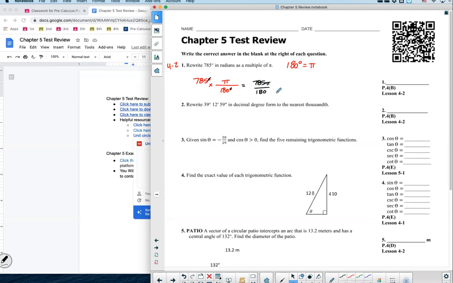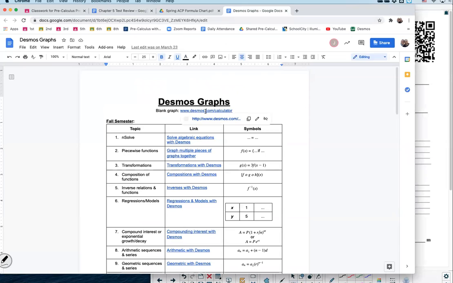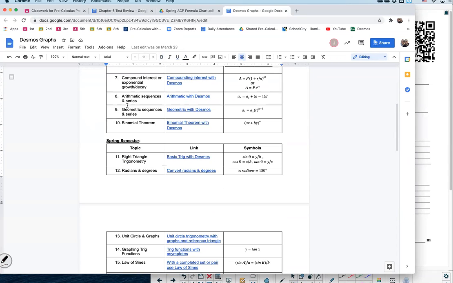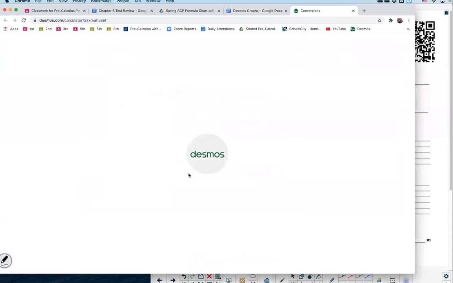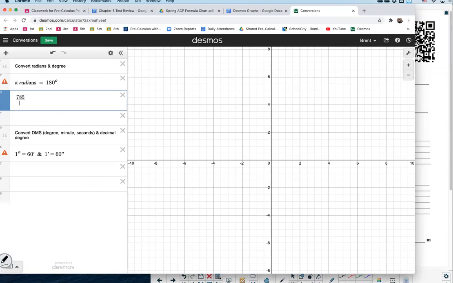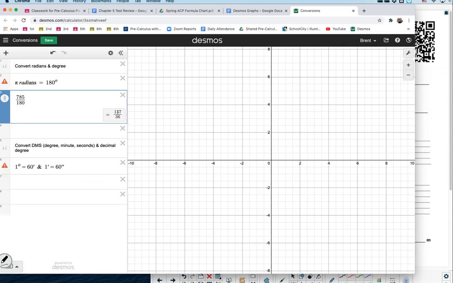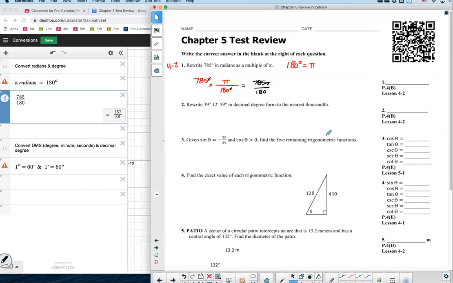Now I know 5 goes into both of these, but what I'm going to do is go over to Desmos. So I'm going to go to my Desmos graphs here. I think I made a conversions one. If you go to spring semester, radians and degrees, convert. Yeah, I made one of these. So let's open that up. And it shows you that same relationship. So what you can do though is you type in 785 divided by 180, and it can reduce this as a fraction by clicking this fraction button right there. So we get that's 157 over 36 pi. Typically we actually write the pi in the numerator, so I'll say 157 pi over 36. And that would be our solution.